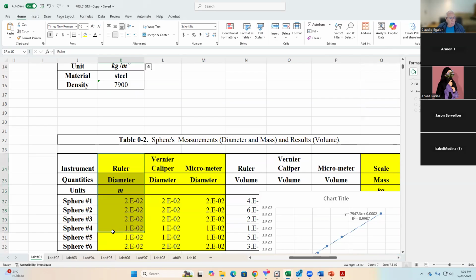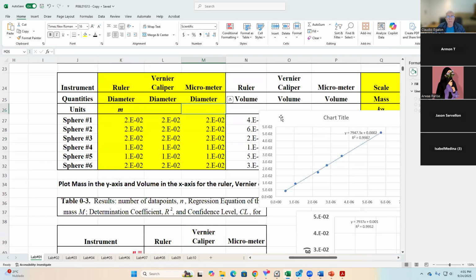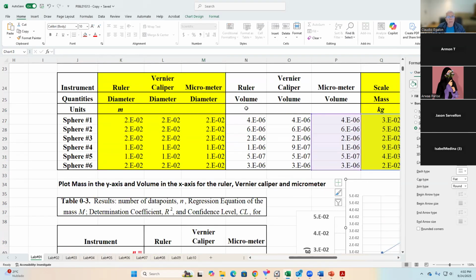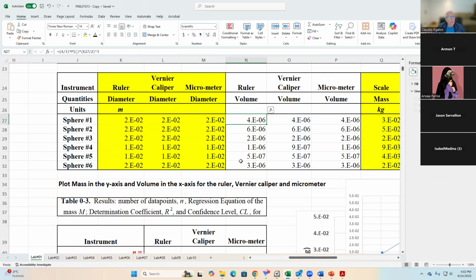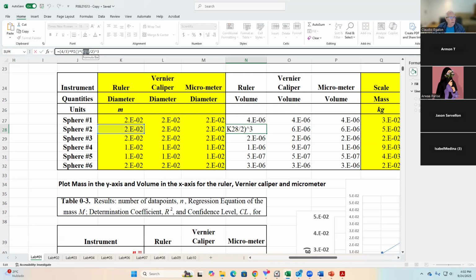See, the diameter of the ruler is in meters, right? So the diameter for the vernier caliper is going to be meters as well, and the micrometer is going to be meters as well, right? To find out the unit for the volume, you have to look at the equation that I printed here for you: 4/3 pi r cubed, right? What I have here is not the radius, it is the diameter. So in order to get the radius, I have to get the diameter divided by 2. And that's what this equation is all about.